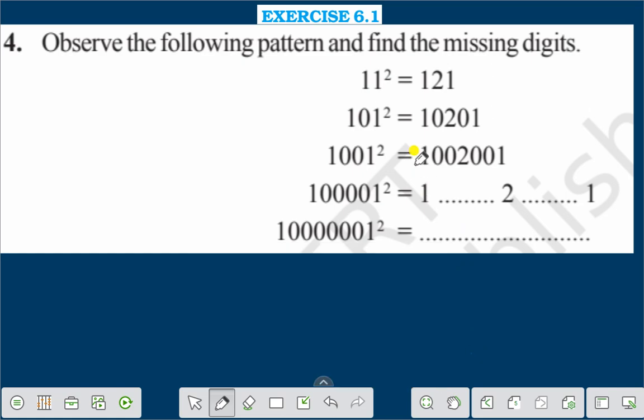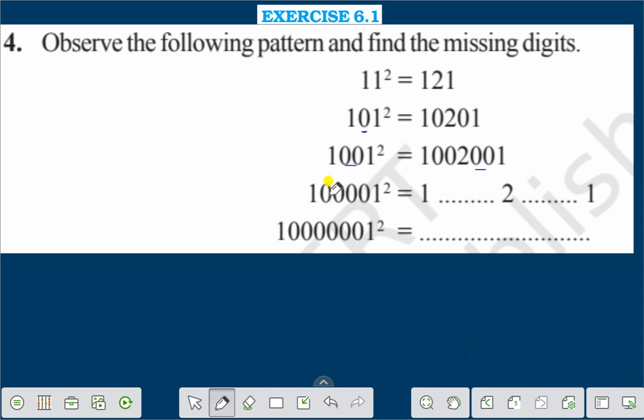Observe this pattern. 101 whole square: the first digit is 1, the last digit is 1, and in the middle it is 2. And how many zeros are there? Only one zero. The 1 zero is before 2 and 1 zero is after 2. Right? Here you see in this case also 1001: the first digit is 1, the last digit is 1, and 2 in the middle. Right? And before 2 there are 2 zeros, and after 2 there are 2 zeros.